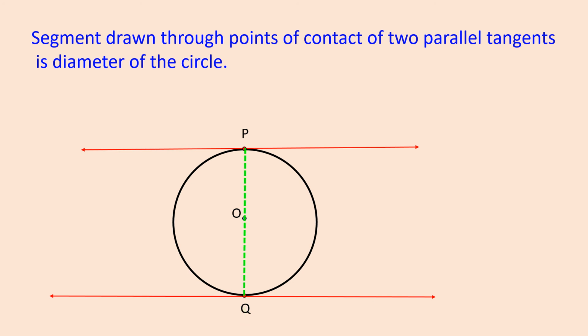What will happen when the two parallel tangents are drawn? A segment which is joining points P and Q also passes through the center. So what do we call it? Here, perpendicular. Why did you put it? Because they are parallel. So once they are parallel, this PQ will act as a diameter. So PQ will become the diameter. So what we say is, whenever you draw two parallel tangents to a circle, the segment joining the points of contact of those two parallel tangents will be a diameter.